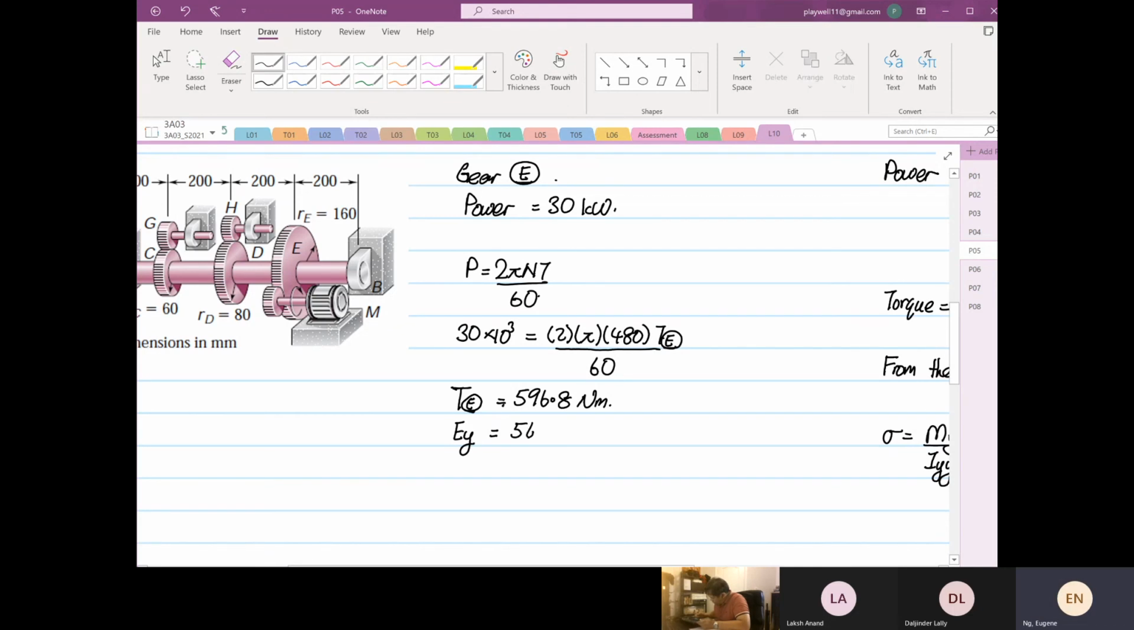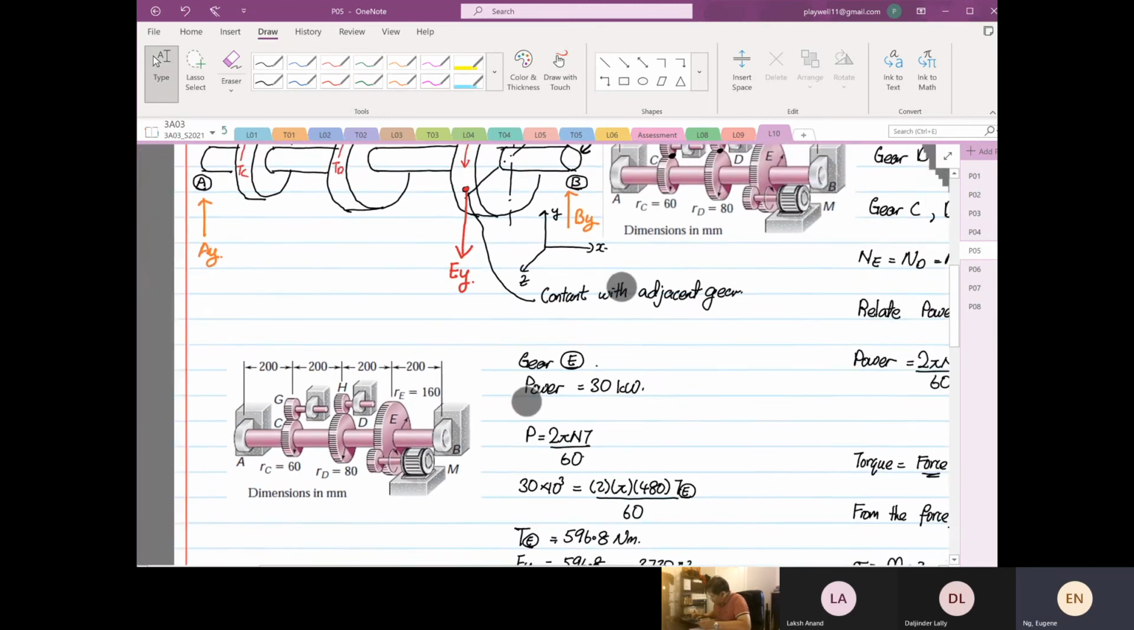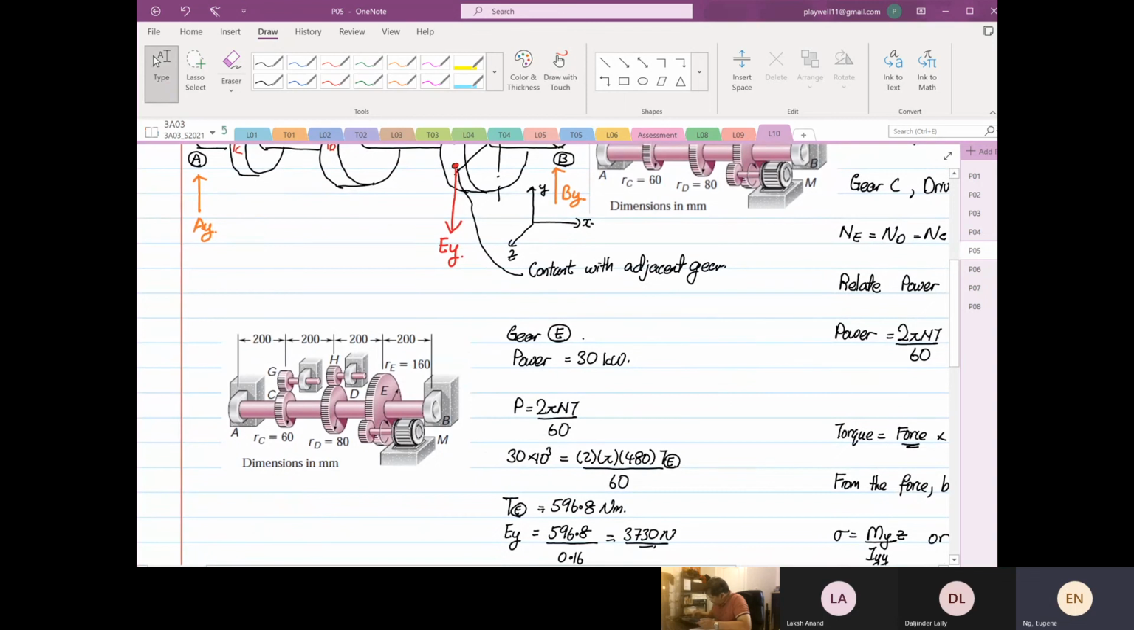So 596.8 divided by 0.16. Oh no, 0.16 is already the radius, I do apologize. So 596.8 divided by 0.16 is equal to 3730 Newton. So we know that EY is equal to 3730.